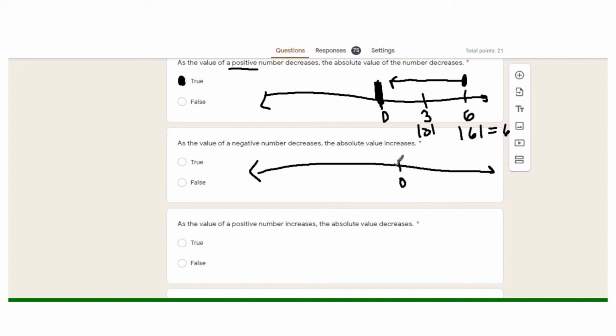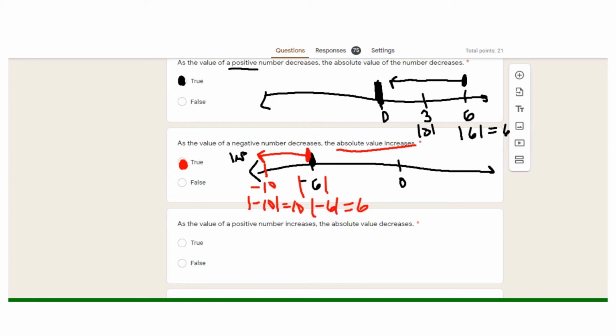We can put 0, and we're talking about negative numbers, so we're talking exclusively about the left of 0. Let's say negative 6 is 6 units to the left of 0. As the value of the negative number decreases, that means you're going to the left. So that's all values to the left of negative 6, or all values to the left of the negative number that you chose. It says the absolute value is increasing. We'll pick a number that's to the left of negative 6, let's say negative 10. The absolute value of negative 10 is equal to 10, and the absolute value of negative 6 is equal to 6. Because the absolute value is increasing, we can say that this is a true statement.